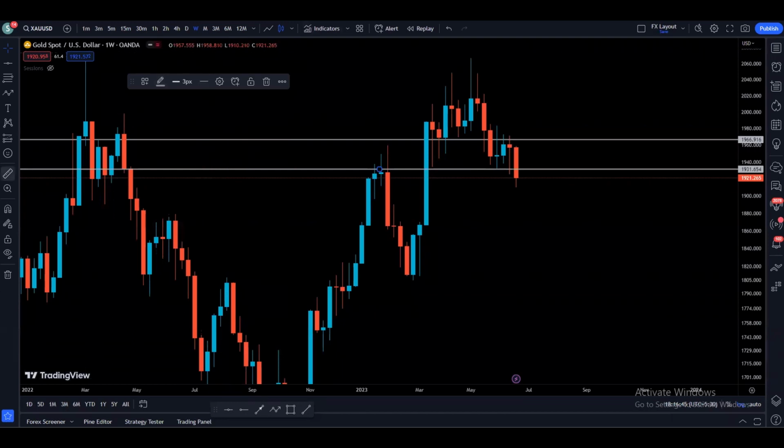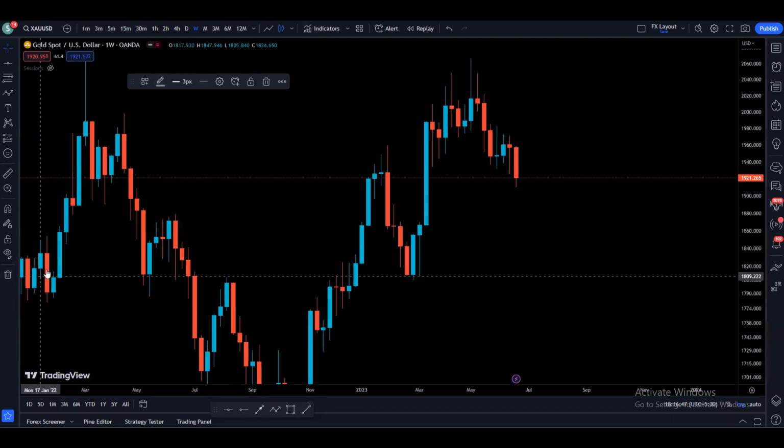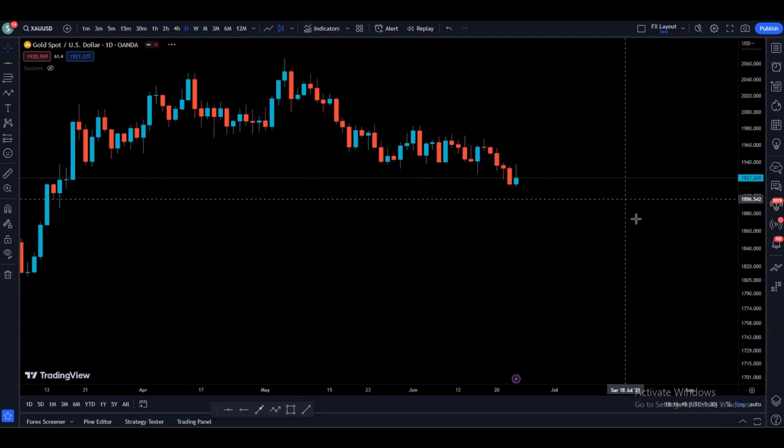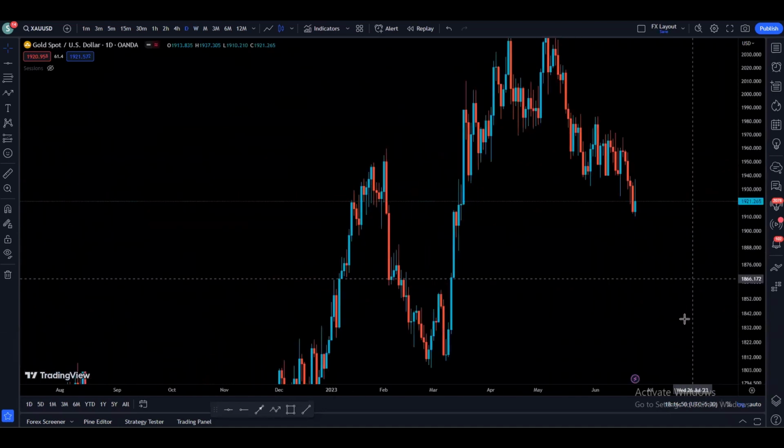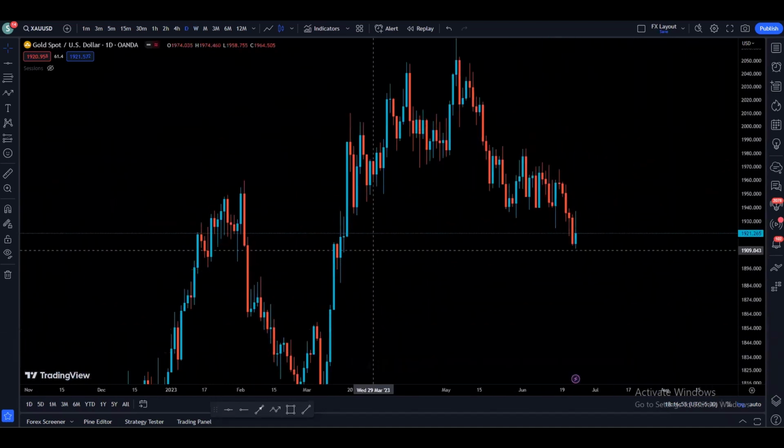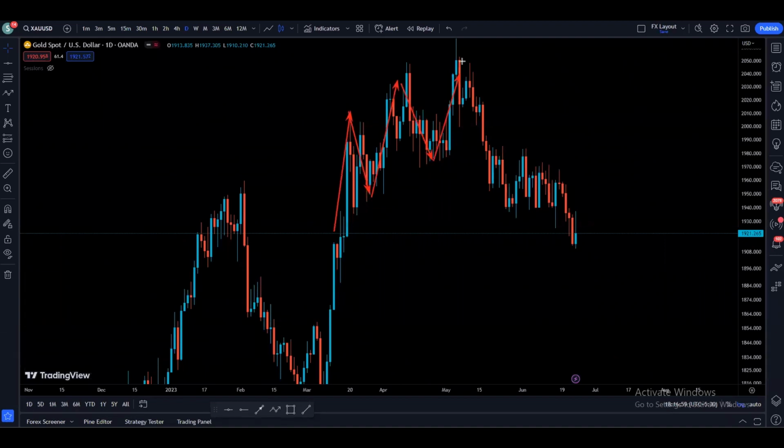Now let's go to daily time frame to find out more details. On the daily time frame, we can see that the price is bearish basically. So we were bullish on the daily time frame, as we were making high, higher low, higher high, higher low, higher high. After that, we broke the previous low, basically created a low. Then we created a lower high. Then we broke the previous low, created a new low.